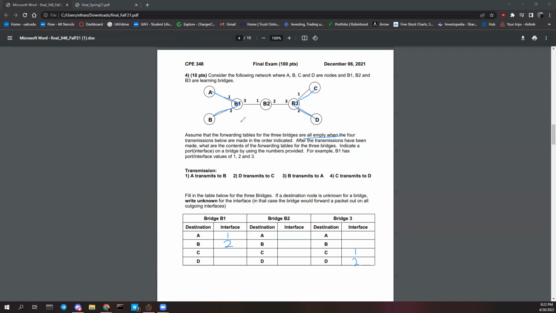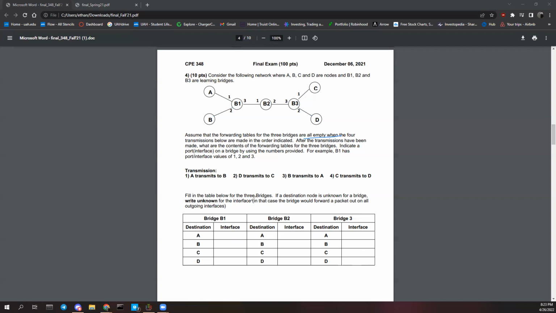Third, B to A. Okay, let's see on the first one, we're doing A to B. The bridge 1 learns that A is on interface 1, but it doesn't know where B is. So it broadcasts that through all its interfaces. I think you're right. B2 will learn that A is on its interface 1. And then B3 will learn that A is on its interface 3. I think you're right. It just shoots it out.